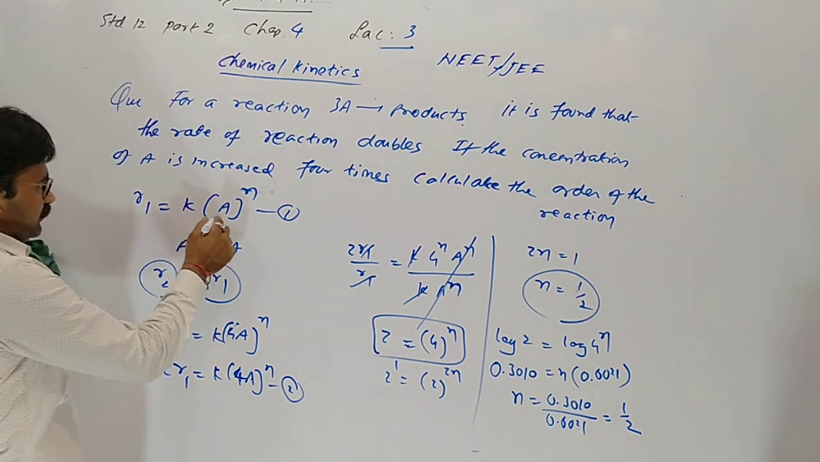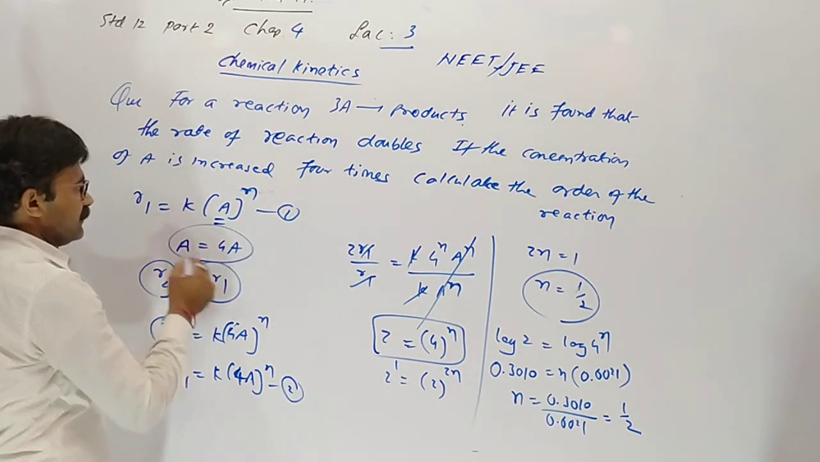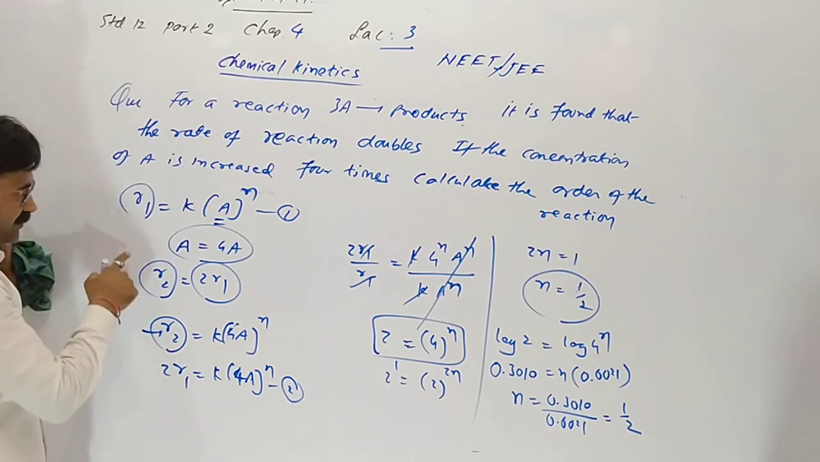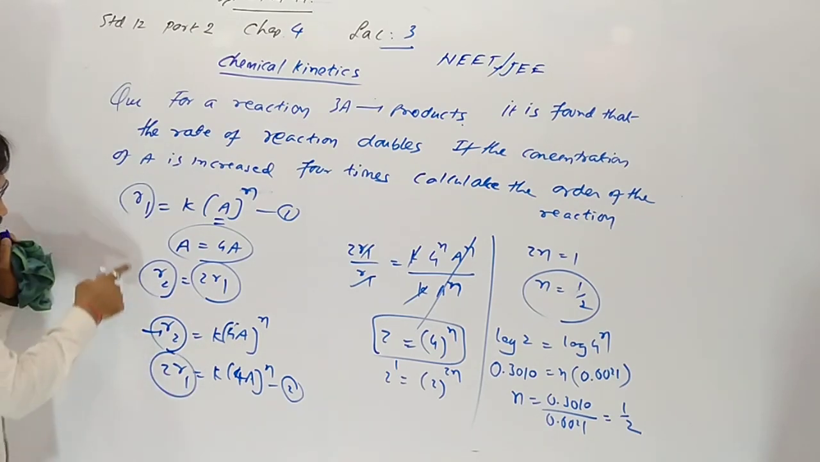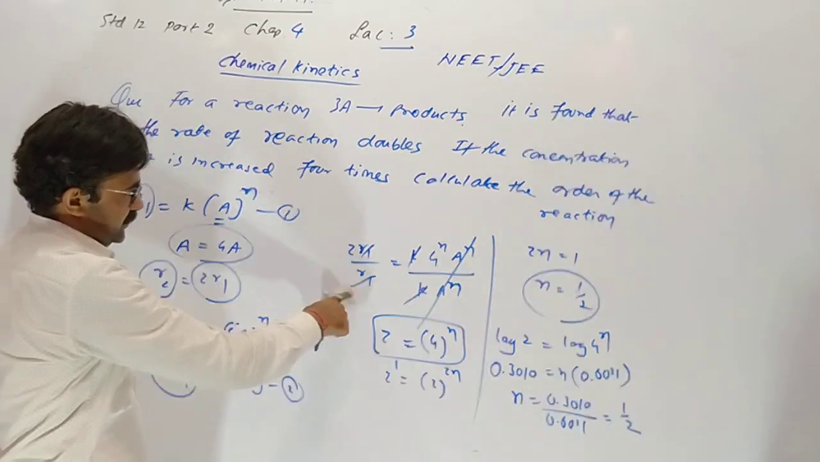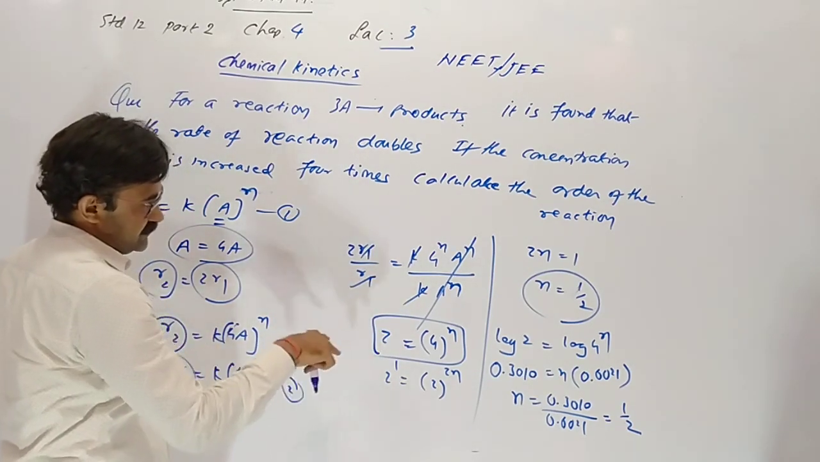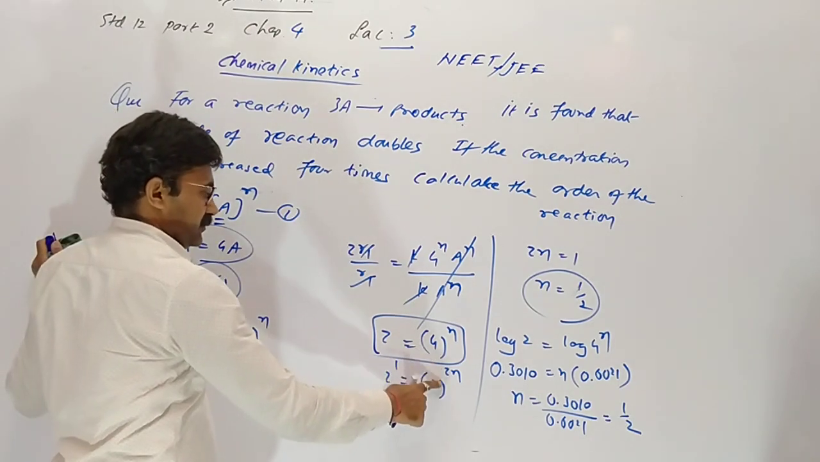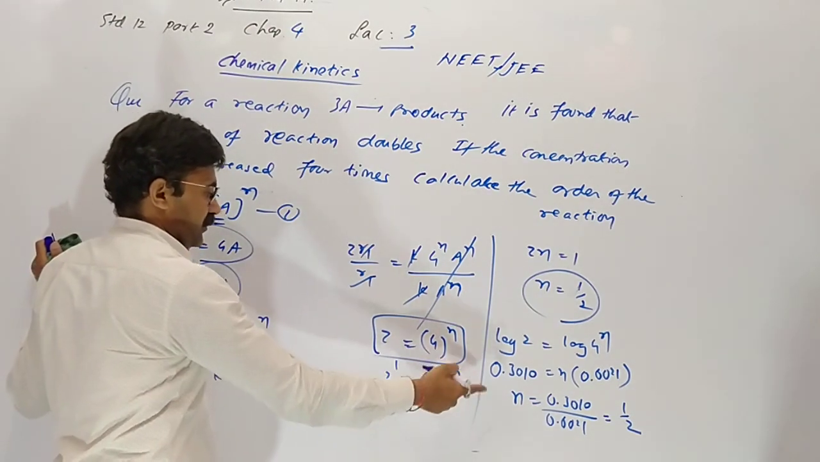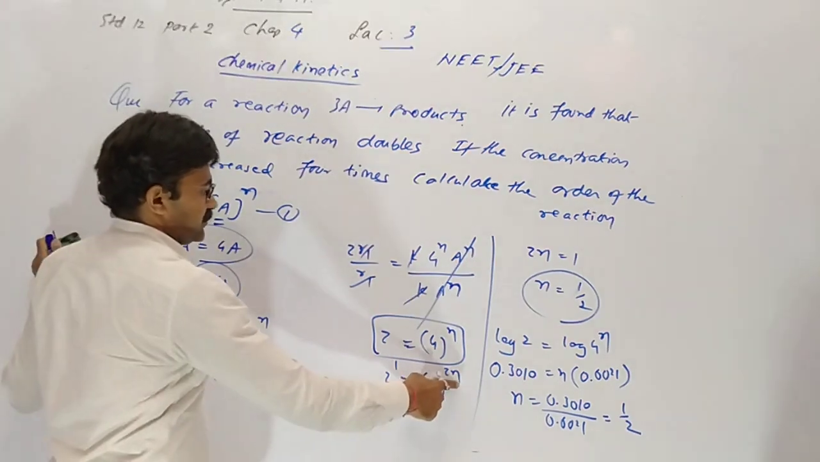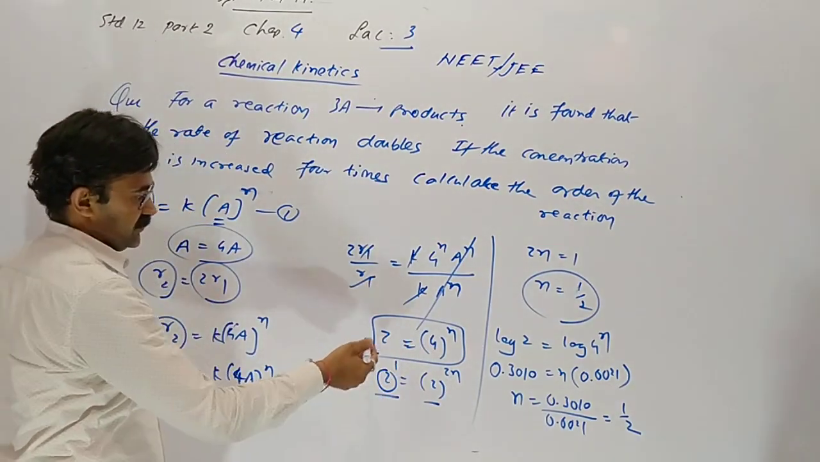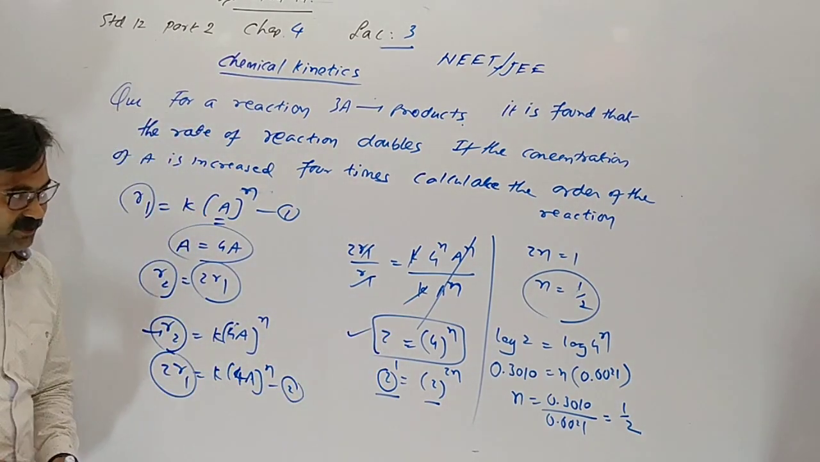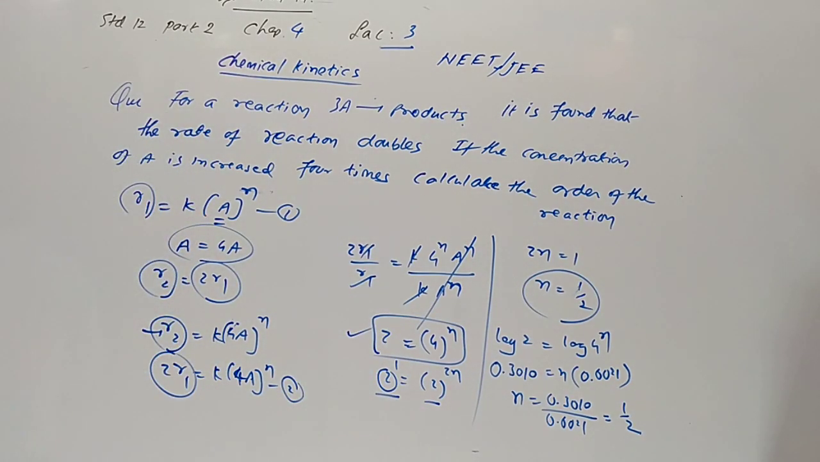Initial concentration is suppose A. Now it became 4 times. So rate is double. So instead of R2, we take 2R1, it becomes double. So 2R1 upon R1, so cut. Then 4 raised to n equal to 2. Square of 2 means 4. So 2 is common. So 2n, base is common. So 2n is equal to 1. Otherwise, here both sides applied log. So we get the same answer, 1 by 2.